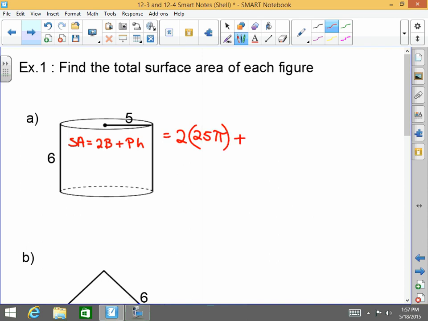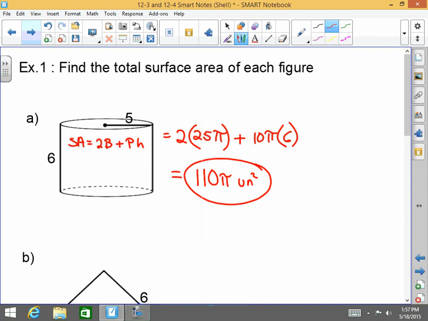Plus perimeter. Perimeter of a circle is a circumference. So that's 2 pi r. So that's 10 pi times my height of 6. So that's 50 pi plus 60 pi. That's 110 pi units squared. That's the surface area. That is the area needed to completely wrap up that cylinder.